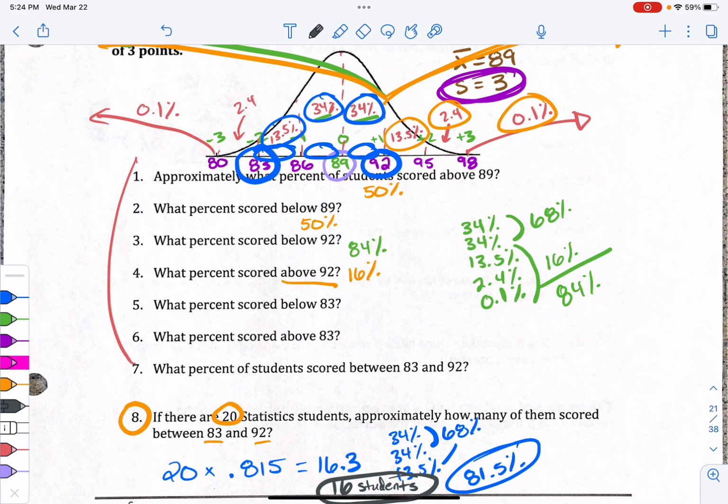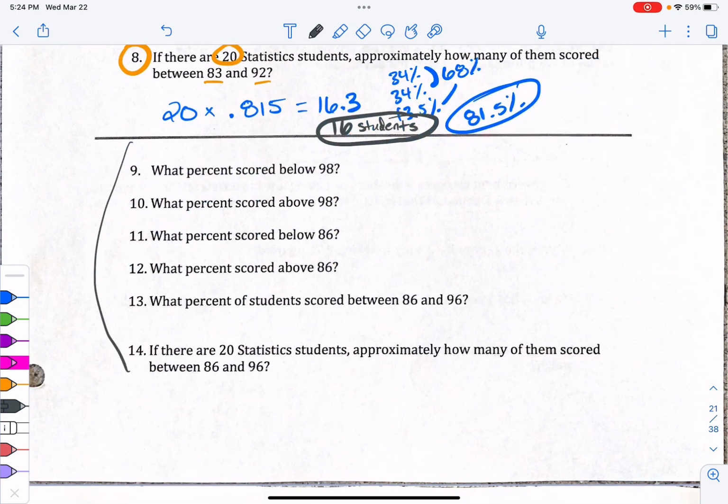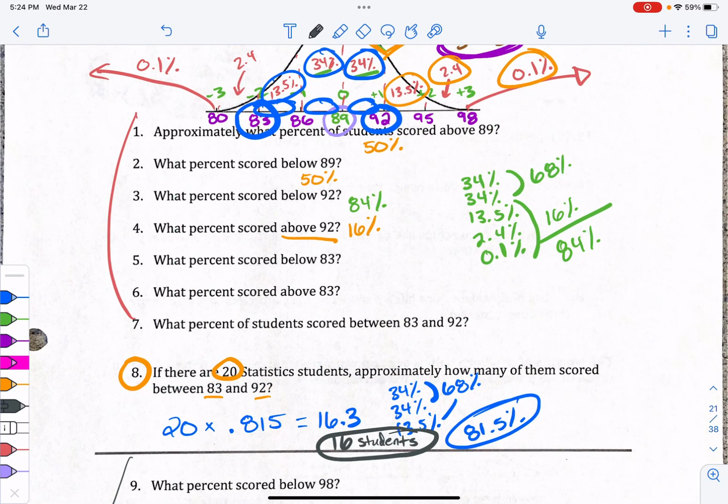So 9, 10, 11, 12, 13, 14, those are all going to be kind of the same. Referring to this belt. Okay, all right, go on out. I will come help you. This bottom part is going to be some of the same questions. Okay, so here they're just looking for percentage. Here they're saying if there's 20 students, how many is that actually? So using those same numbers from up above here.